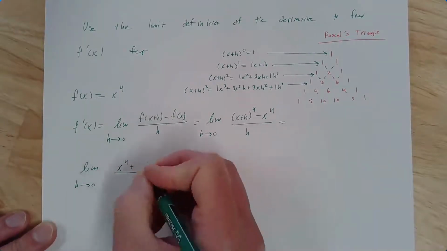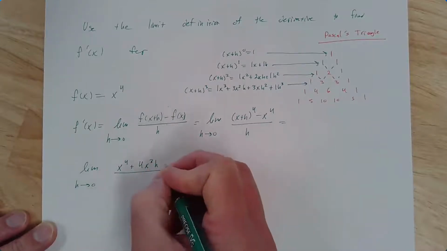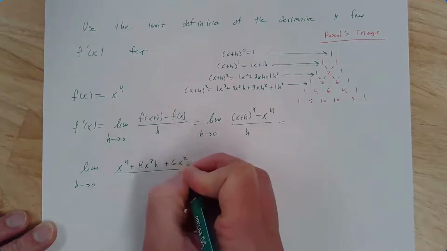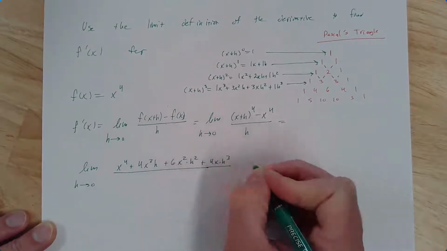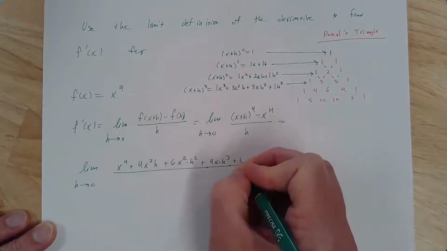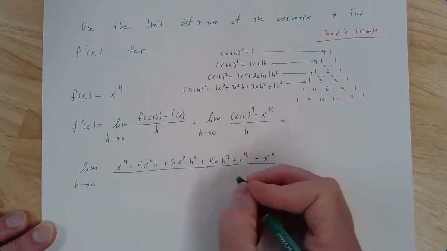And the next term is going to be 4 times x to the 3rd times h to the 1st. And then the next term is going to be 6 times x squared times h squared. And the next term is going to be 4 times x times h cubed. And then the next term is going to be h to the 4th. Minus that x to the 4th, all divided by h.